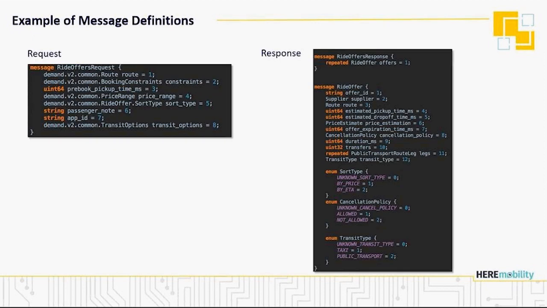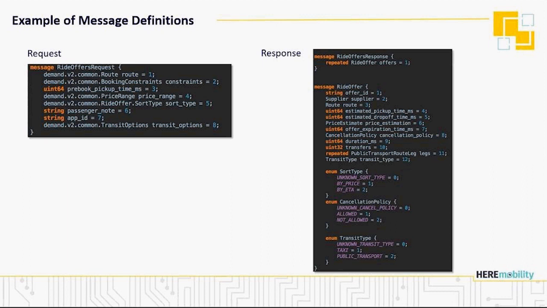Okay, let's look at the messages. For the request, we have the ride offer request message on the left-hand side. You can see that among the things you have to pass is a route. A route is usually just an origin and destination. You can pass in booking constraints, and booking constraints can be various. For example, they could be the number of passengers, if there are any suitcases that you want to take with you, or maybe if you need child seats.